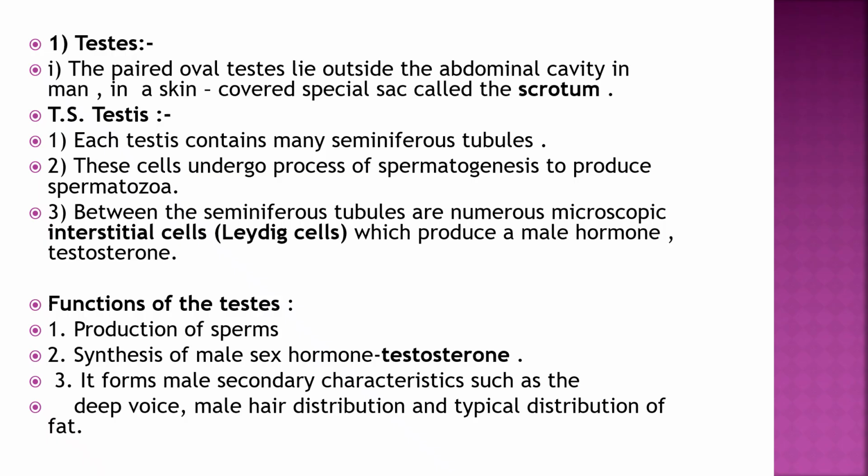Then the second function is synthesis of the male sex hormone testosterone by Leydig cells, that is interstitial cells. This hormone is responsible for male secondary sexual characteristics such as deep voice, male hair distribution, that is beard, and axillary hair or hair on chest, then typical distribution of fat, build. All these male characteristics are because of the hormone testosterone.